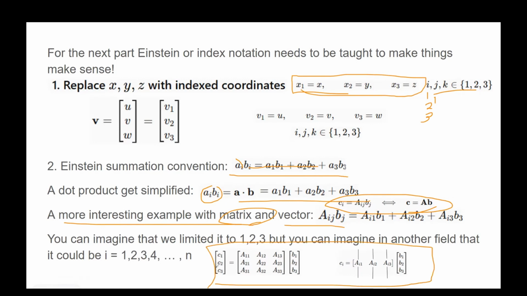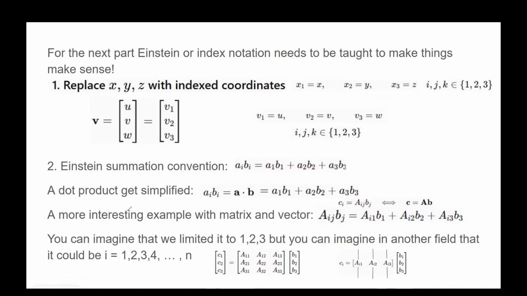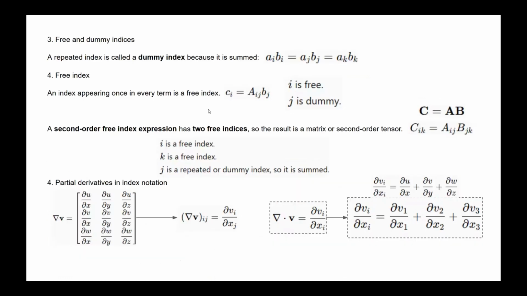I'm sure you have shown this before in other classes. It's a wonderful way to simplify. Either way, we have another thing: free and dummy index. A repeating index is called a dummy index because it's summed. And a free index is one that appears once in every term, as you can see over here. Second order has two free indices, and so on and so forth.